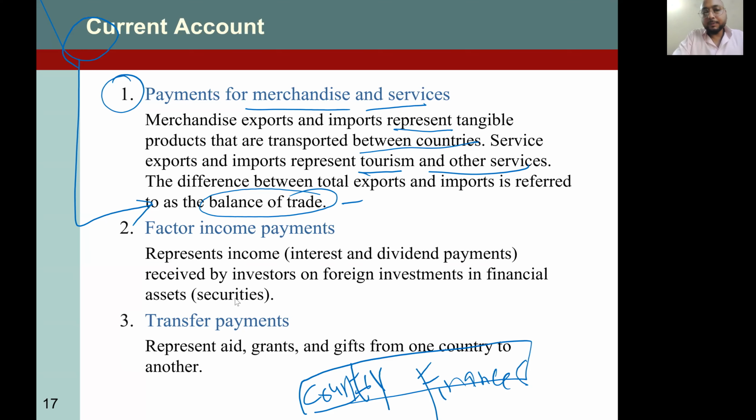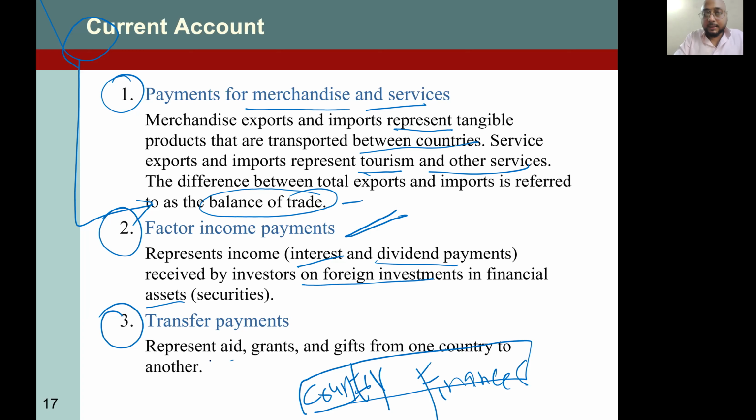And now the second one is factor income payments. It represents all the interest and dividend payments received by an investor on foreign investment in financial assets. If I have invested in China, in Chinese companies, in the form of shares or bonds, I receive dividends or interest payments. All that income is going to be included in the country's current account under factor income payments.